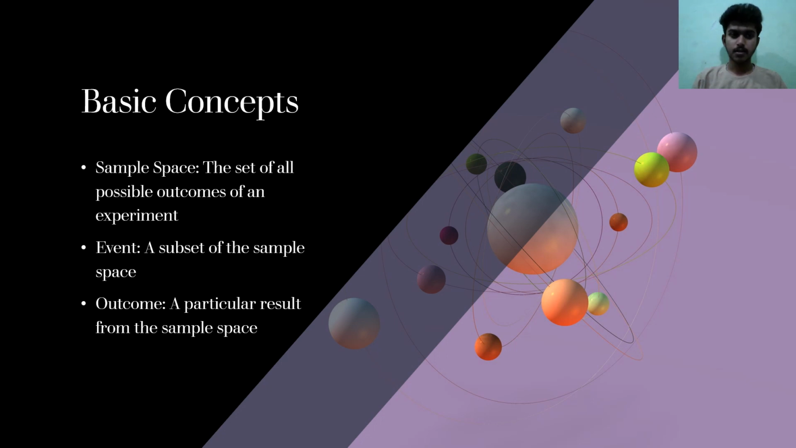Basic concepts. Sample space: the set of all possible outcomes of an experiment. Event: a subset of the sample space. Outcome: a particular result from the sample space.